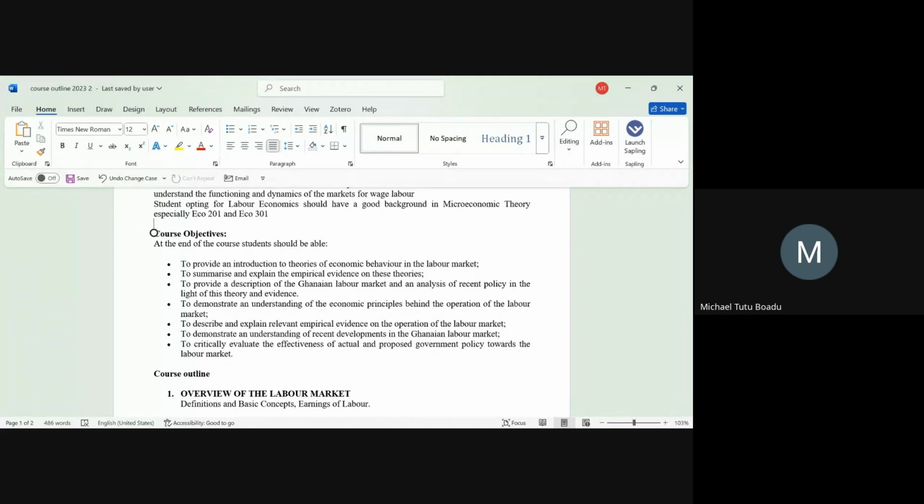Then you should also be able to provide a description of the Ghanaian labor market and an analysis of recent policy in the light of this theory and evidence. So how is it linked to Ghana's labor market? Are the theories explaining what is happening in Ghana's labor market? We'll try and explain or link it to that effect.